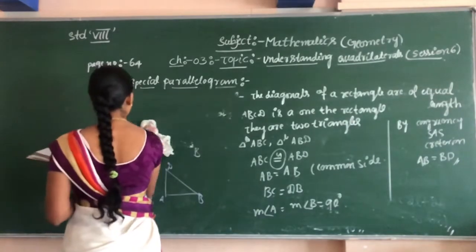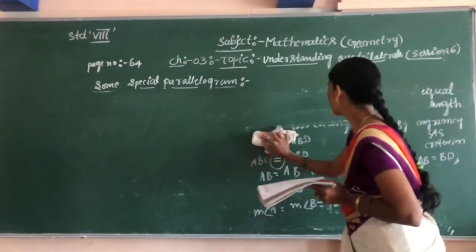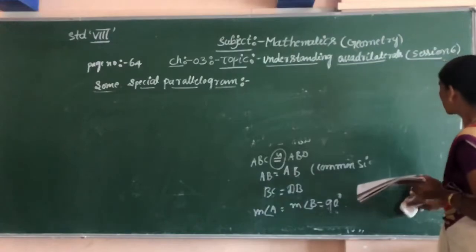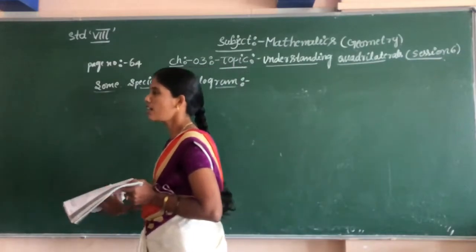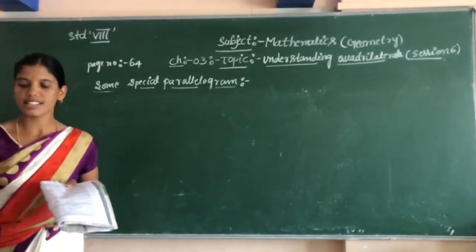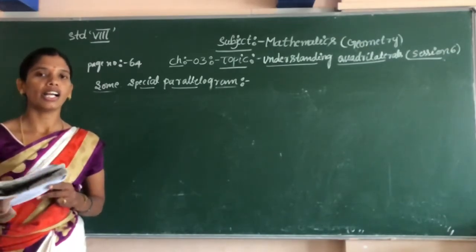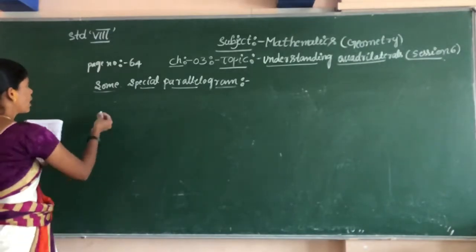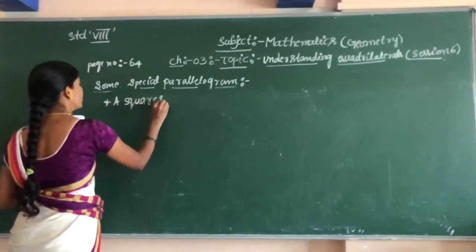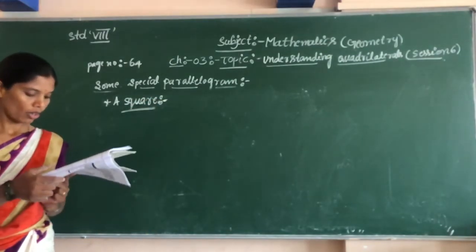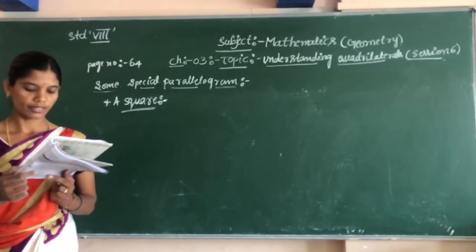Now next we shall go to the last one in this session on parallelograms, the square. What is a square, children? You see the tiles. Which shape is that? Square shape. Square means all the sides are equal. A square has all the properties of a rectangle.